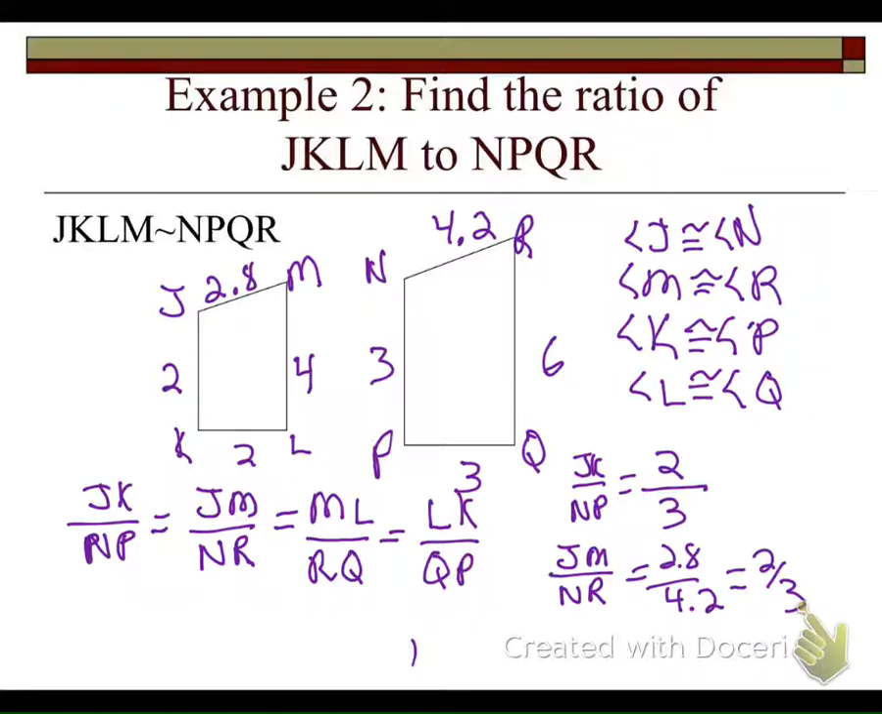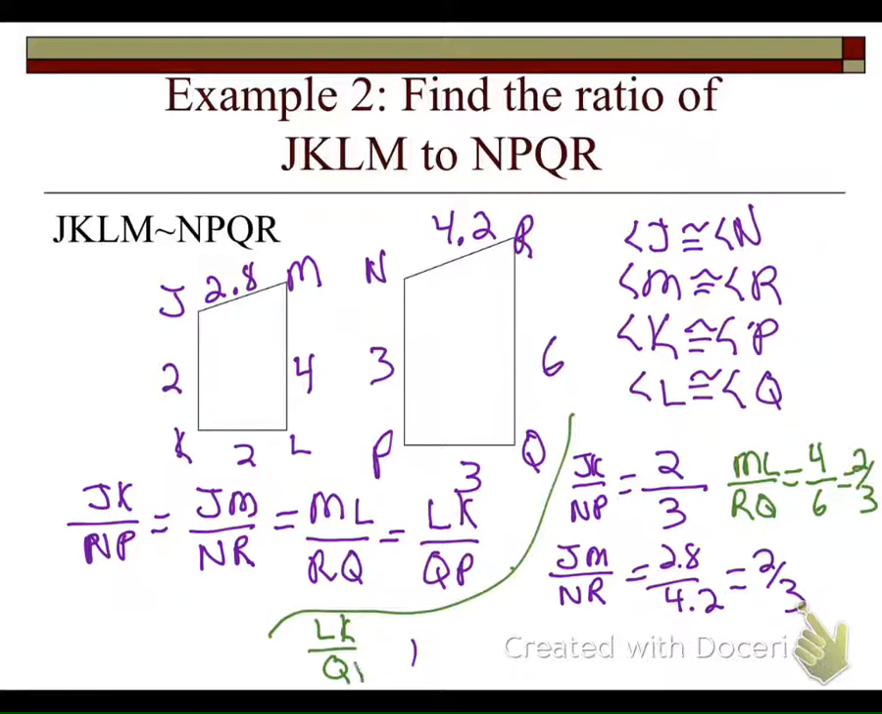We have our next group over here. We have ML. I'm going to change color so they don't run together. So we have ML over RQ. ML is 4. RQ is 6. That reduces to 2/3. And then our last one, which I'm going to write over here, we have LK over QP. LK is what value? That's 2. And QP is?